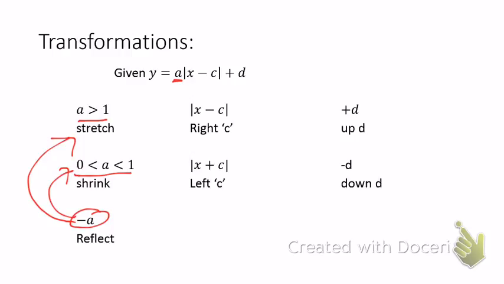Now C, the same as what it did in the last unit. C is going to do the opposite of what we typically think it would do. So if we see -C, that tells us it's going to the right. If we see plus C, that means it's going to the left. The last item is if we have a plus or a minus outside of the absolute value, that's going to be the D value. So if we see plus D, that's going to mean it's going up D units. If we see minus D, that means all the points are going down D units.